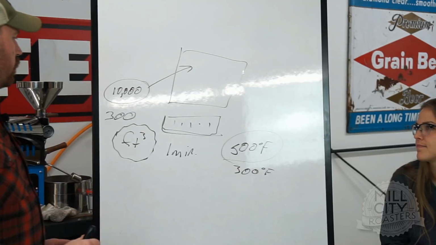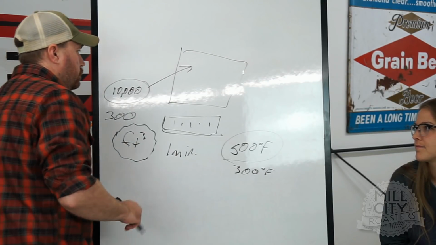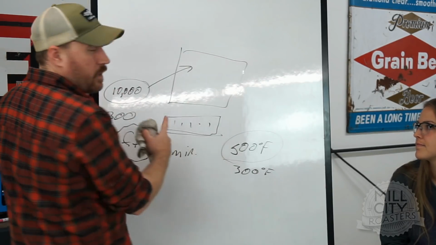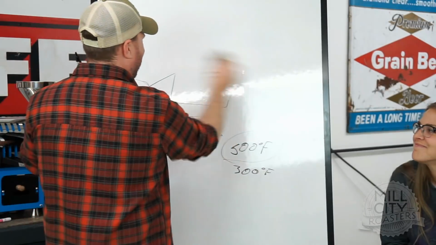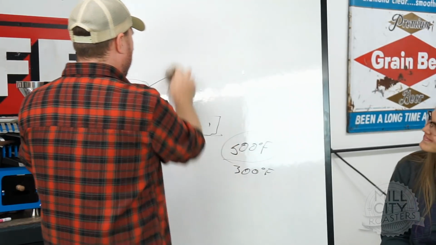So what Rob was talking about, I'm going to lose the roaster. I know this is beautiful. I'm sorry. I'm going to lose the roaster for a minute.